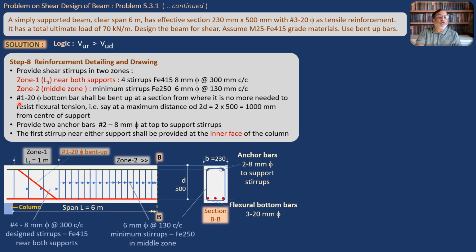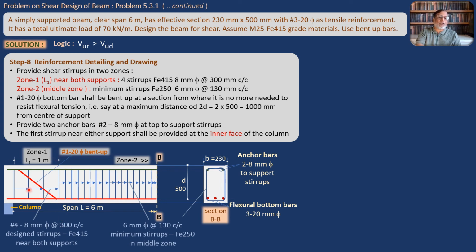Second part is you have to mention on the drawing that one bar of 20 mm bottom bar shall be bent up at a section from where that bar is no more needed to resist flexural tension. That is, you are not supposed to tell this theory on the drawing sheet. Finally, you have to conclude that is, say, at a maximum distance of 2d, 2 into 500, that is 1000 mm from the center of support. You have to mention the exact point at which you are supposed to bend the bar.